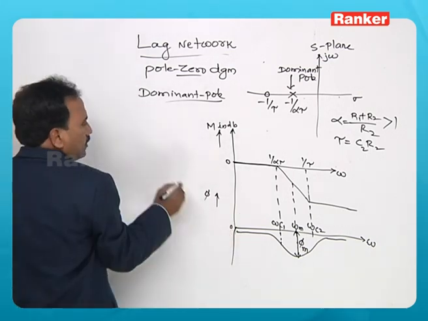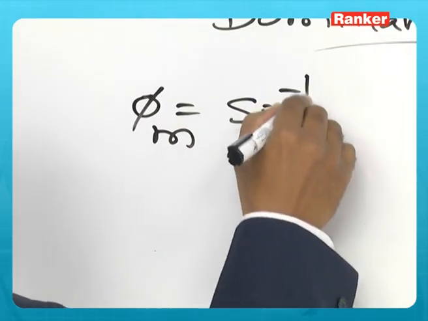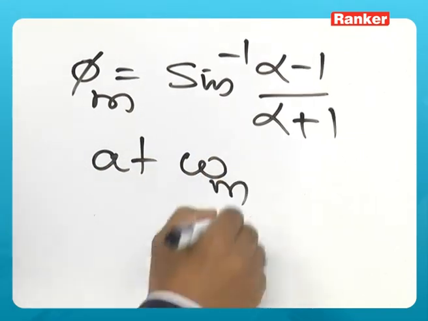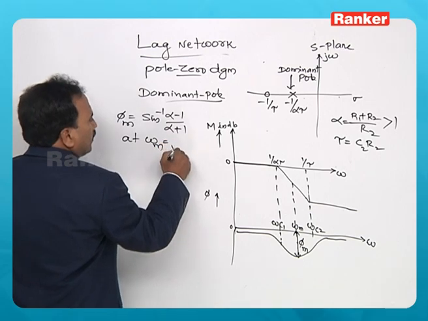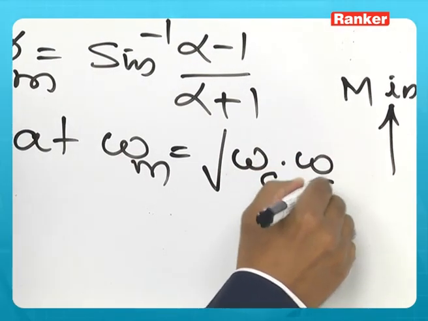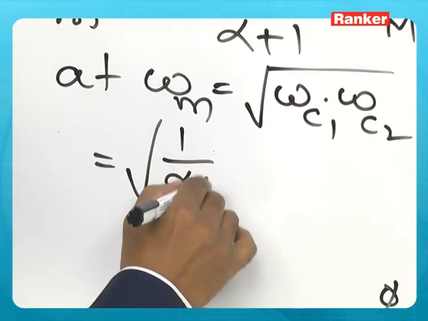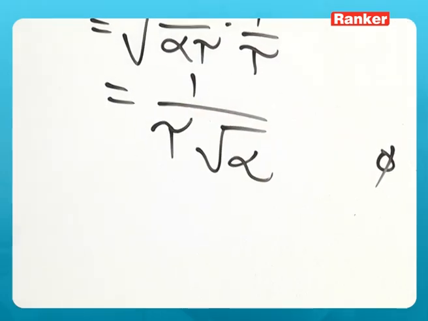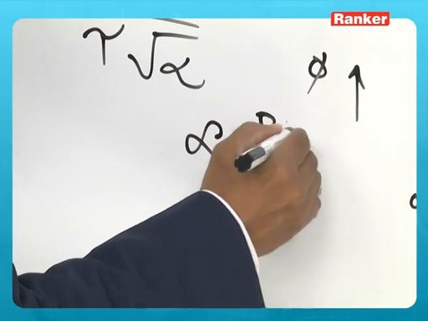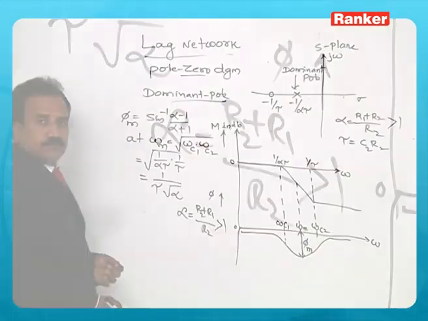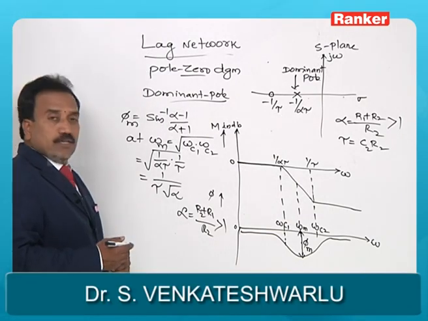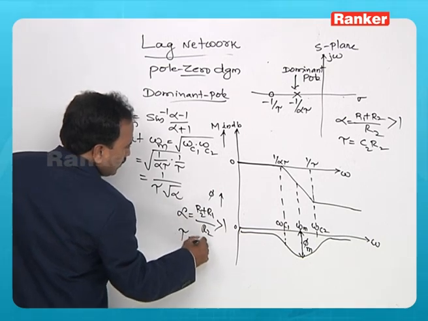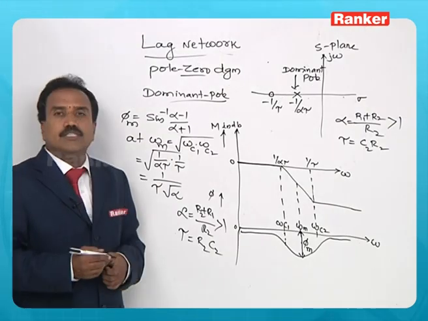Now this phase lag phi m is sine inverse of alpha minus 1 by alpha plus 1. This occurs at a frequency called omega m, and this is given by the geometric mean of the two corner frequencies omega c1 and omega c2. This will be given by 1 by alpha tau into 1 by tau, which is 1 by tau root alpha. And remember, alpha here is R2 plus R1 by R2, which is greater than 1. This is making the phase lag maximum because of the dominant pole. And the time constant of the system is R2 into C2. So this is the lag network.